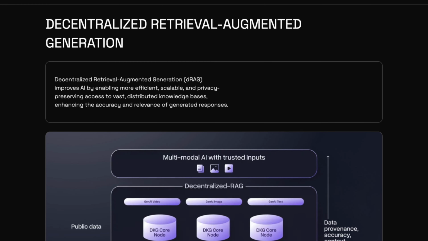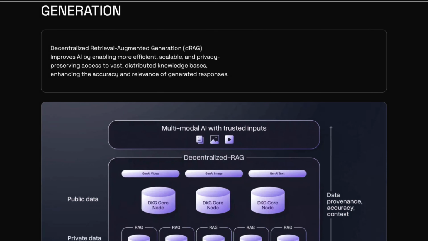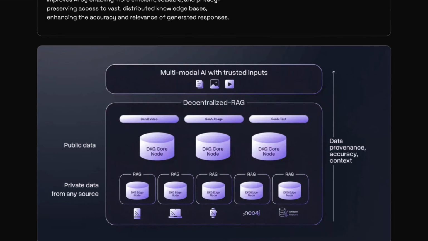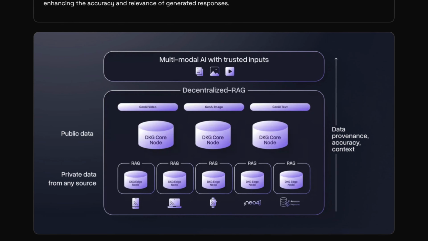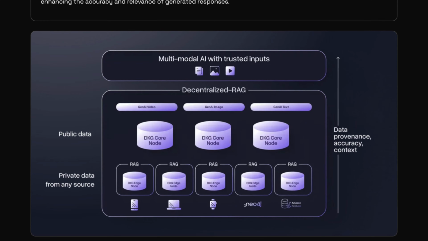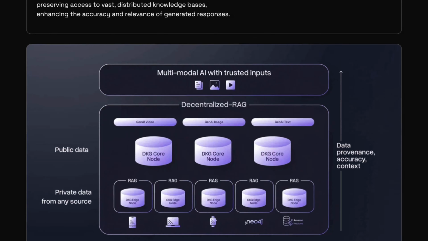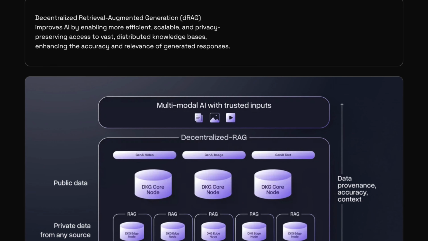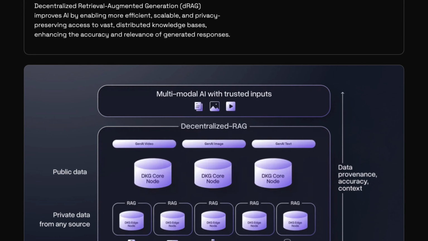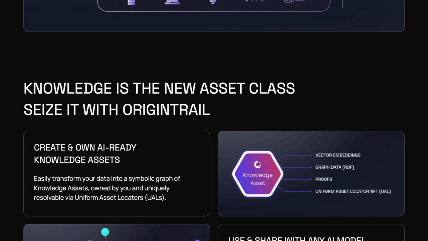In the next modules, we'll learn how to create these knowledge assets yourself and how they work with paranets. But for now, remember this simple shift. The DKG doesn't just make AI smarter, it makes AI honest, because every answer can be traced back to something real and verifiable. Let's keep going.